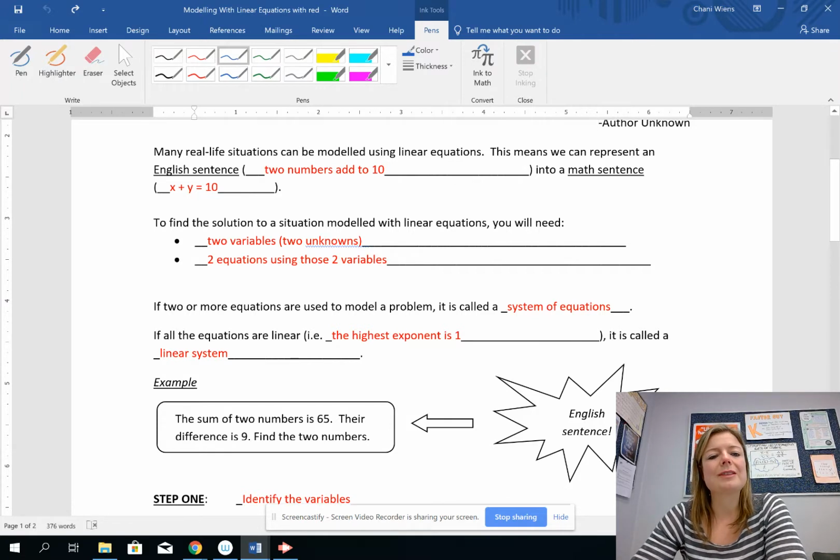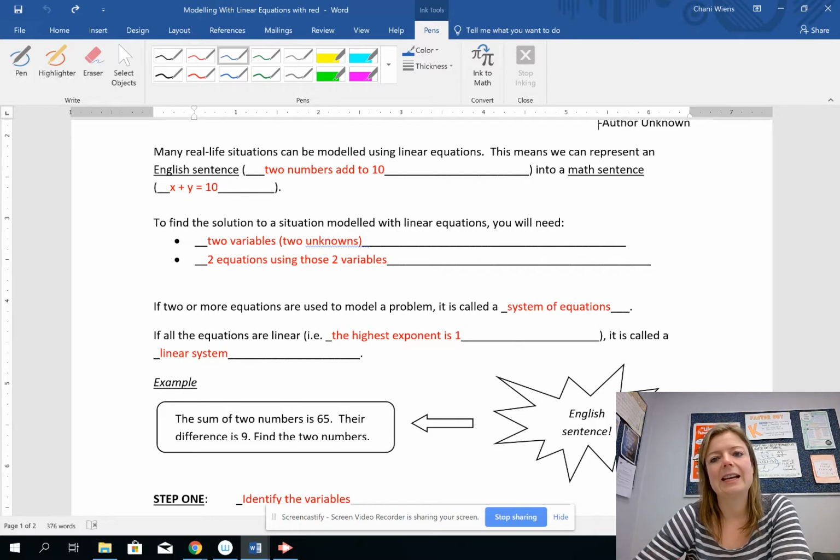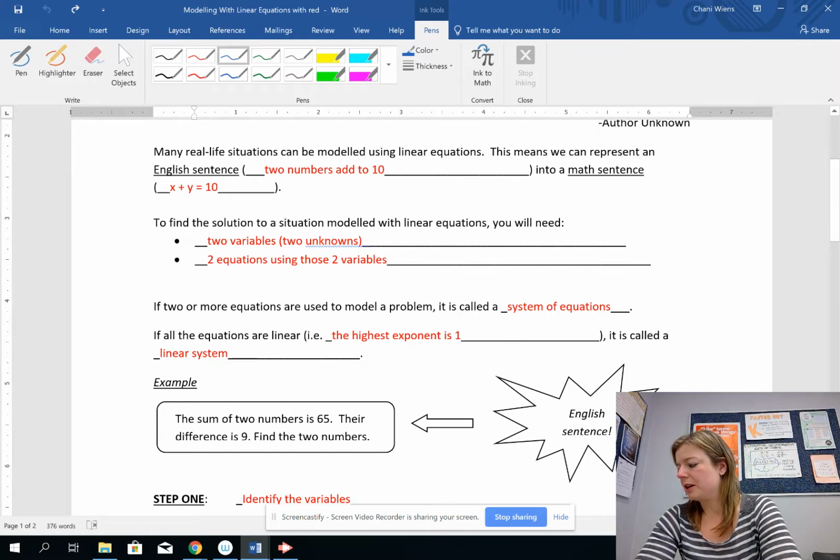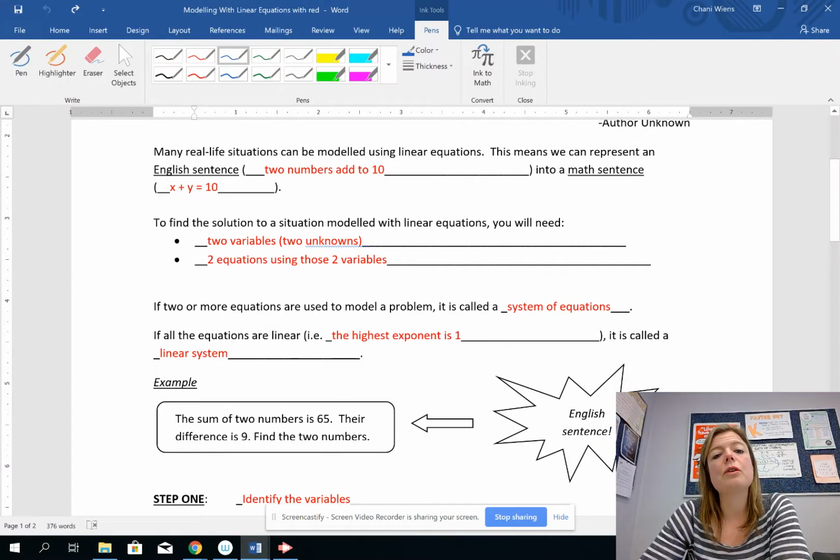This means that we can represent an English sentence, something like 2 numbers add to 10, into a math sentence, x plus y equals 10, so x and y would be the two numbers, equals 10. So to find the solution to a situation modeled with linear equations, you will need two variables, so that's two unknowns, and then two equations using those two variables.